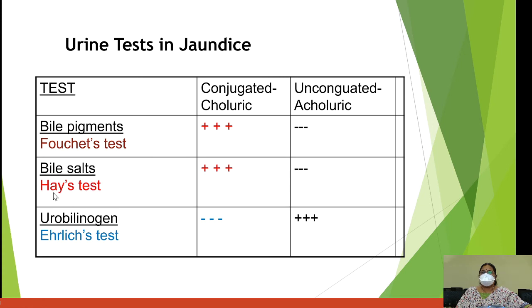In the test for bile salt, Hay's test, in choleric jaundice or in obstructive jaundice, it will be 3+. Then in Ehrlich's test, because of obstruction, bile is not reaching the intestine, so urobilinogen is not produced, so it will be negative in obstructive jaundice. Opposite findings are observed in prehepatic jaundice. In prehepatic jaundice, bile pigments and bile salts will be negative. Urobilinogen will be in excess amounts.